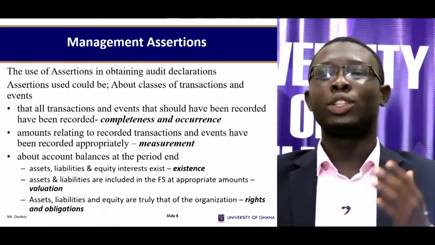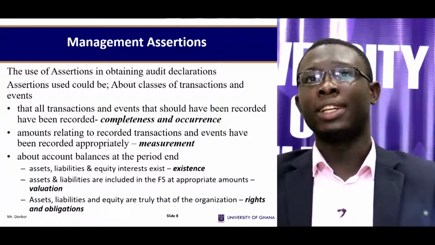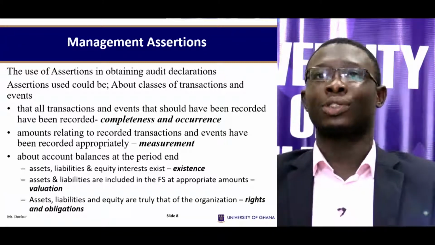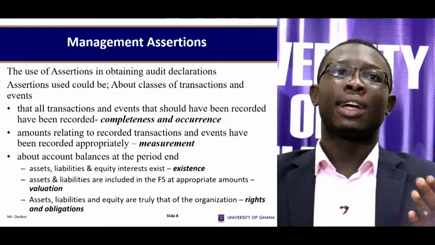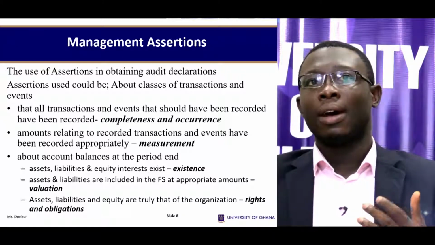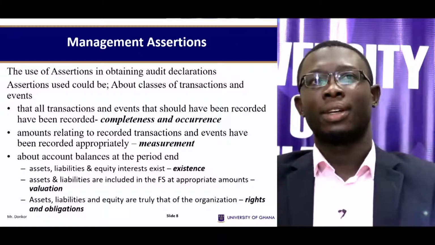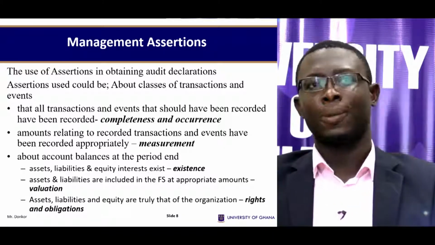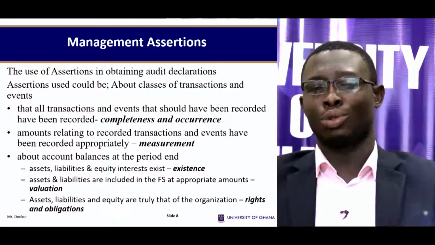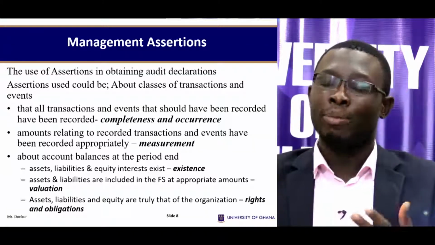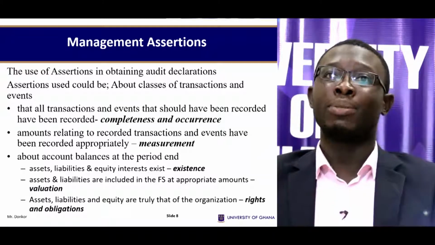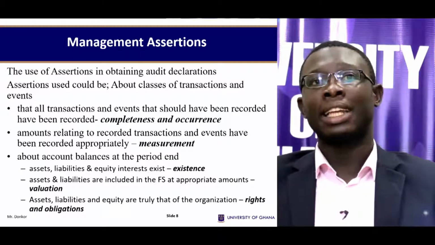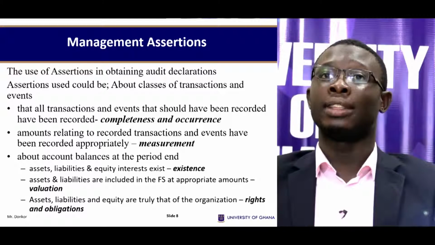So the management assertions, we say the use of assertions is in obtaining audit evidence. Assertions used could be about classes of transactions and events. That is, that all transactions and events that should have been recorded have been recorded. Here we are referring to what? Completeness and occurrence. That all amounts relating to recorded transactions and events have been recorded appropriately. Here we are talking about measurement. Then account balances at the period end: assets, liabilities, equity interest exist.